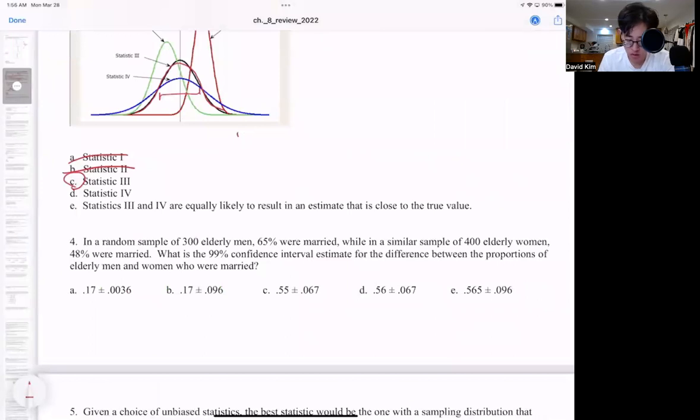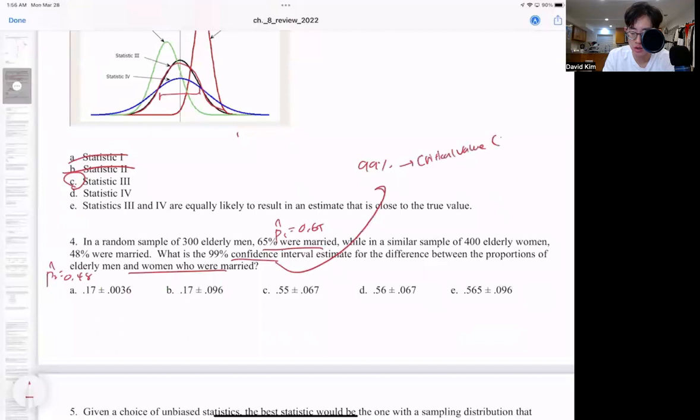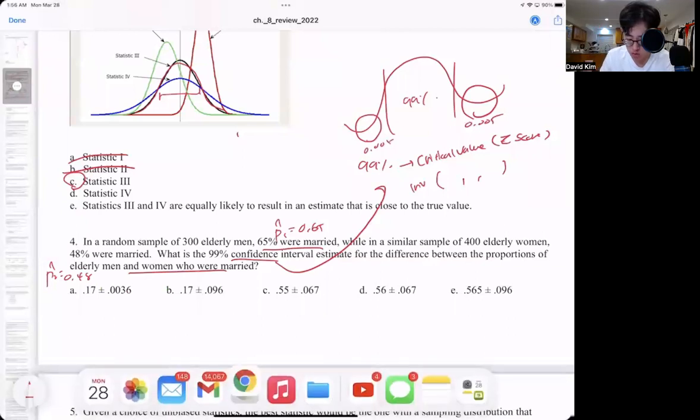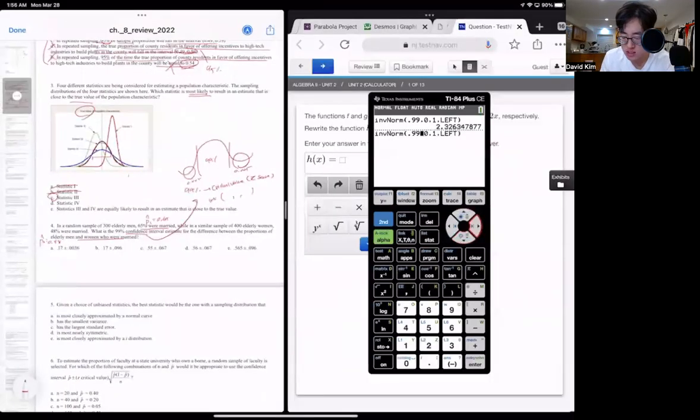In a random sample of 300 elderly men, 65% were married. So p1-hat would be 0.65, and this is p2-hat is 0.48. We want a 99% confidence interval estimate for the difference between the proportions of elderly men. So now, guys, a 99% confidence interval means that the critical value, which you can think of as the z-score, requires you to use an inverse norm. Now, what do we put in the inverse norm? Well, think of it as 99% in the middle. This and this constitute 1% in total, so this actually has to be about 0.5%, or you can leave it in decimal as 0.005. So what you would do is you would take out your calculator here. This is something that I do not want you to do.